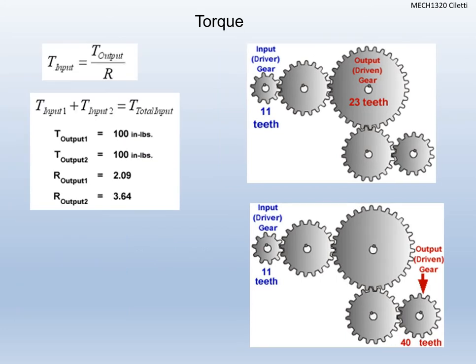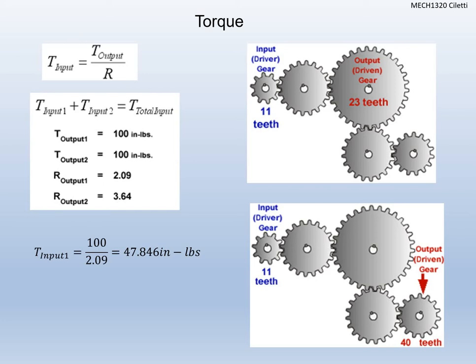Now we can use the ratio to get torque, and we can also use our input or output torque to calculate some things. So torque input is torque output divided by the ratio. Total torque is adding all the individual torques together. So we are able to find our input torque given our output torque. We have torque output for the first scenario, torque output for the second one. They're both 100 inch-pounds, and we know our output speed for the first one is 2.09. Our output speed for the second one is 3.64.